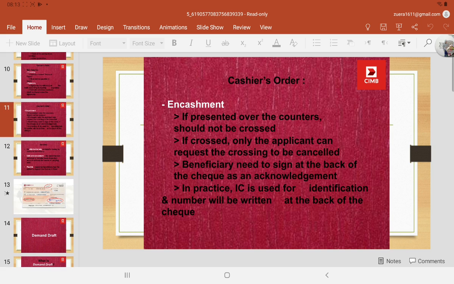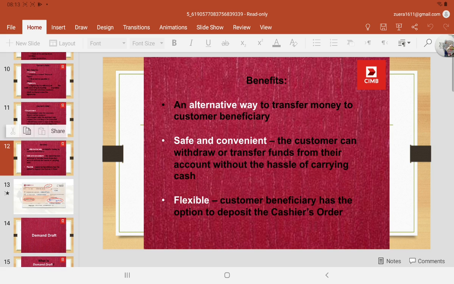So what are the benefits of the cash order? We will go through the benefits. This is an alternative way to transfer money to the customer's beneficiary, and it is also very safe and convenient, because the customer can withdraw or transfer funds from their account without the hassle of carrying any cash. And then it is very flexible, because the customer's beneficiary has the option to deposit the cash order. So these are all the benefits of the cash order to the customers.